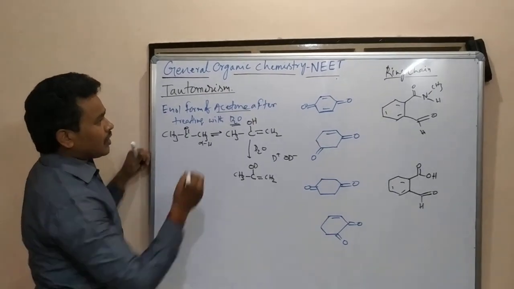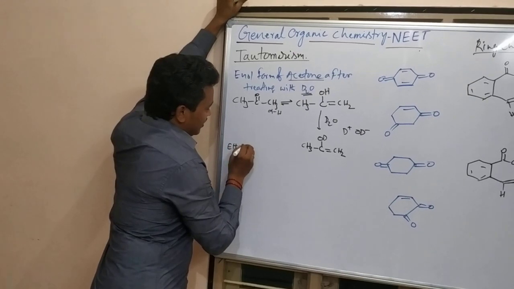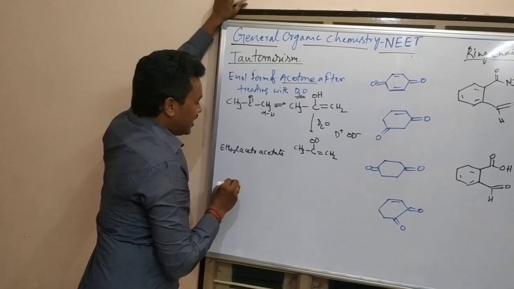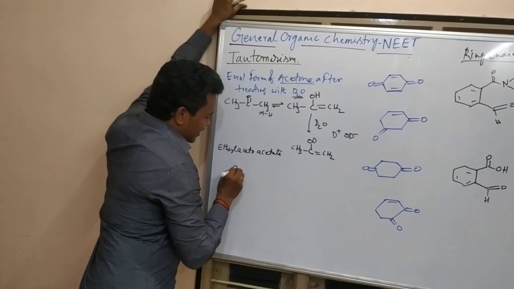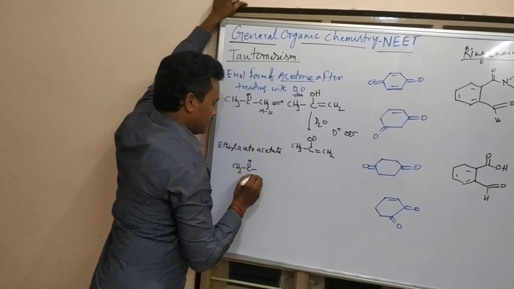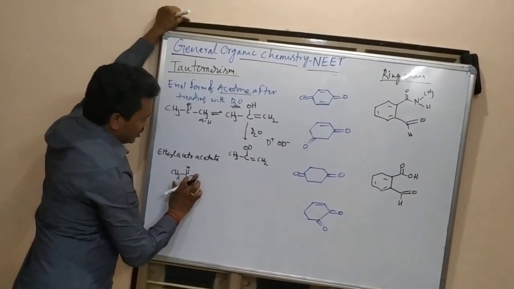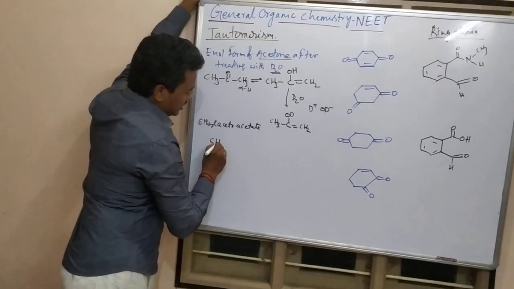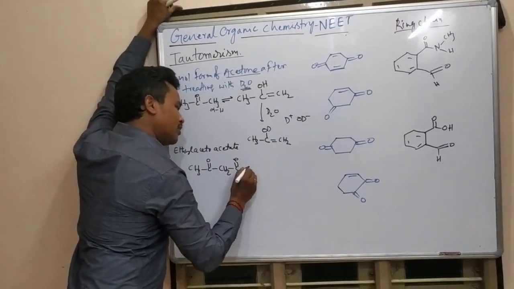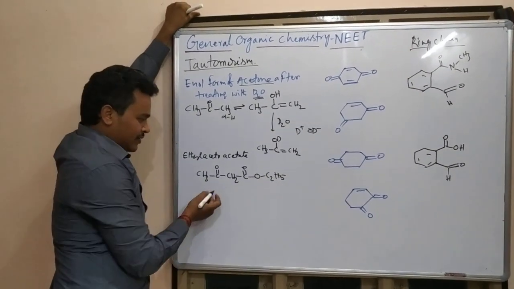The other one is ethyl acetoacetate. See that, acetoacetate: CH3 C double bond O, CH2 C double bond O, C2H5. This is ethyl acetoacetate.